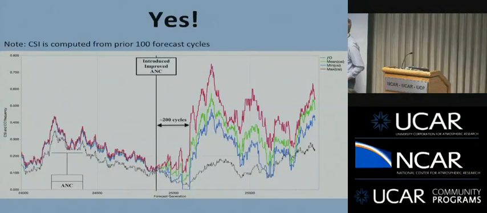It's also faster than that, really, because the CSI that I'm computing is based on the prior 100 forecast cycles. So that means at this time here, you've actually got a set of forecasts that are still before you had the improved information. So it's somewhat faster than 200 cycles. In any case, the end result is, yes, the information does get into the system, and it gets into it fairly quickly.